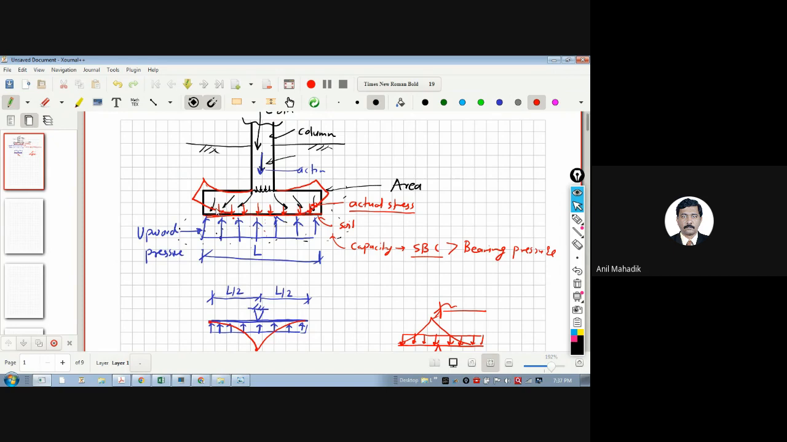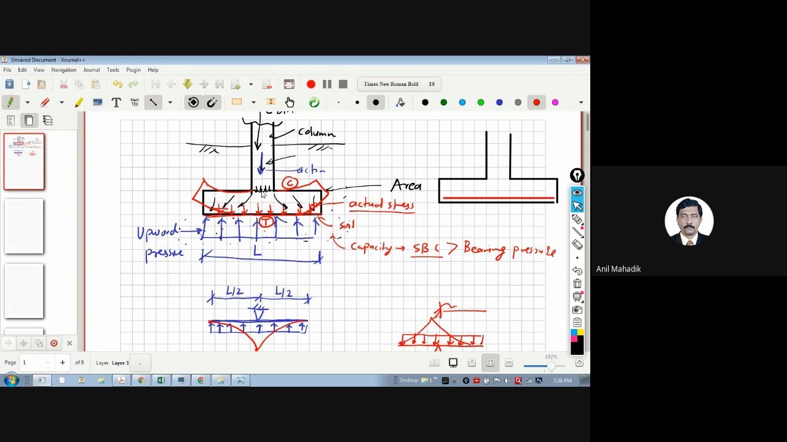So where is the tension in this case? Tension at the bottom and compression at the top, as it is an upward cantilever with upward pressure. Is it clear? As the tension is at the bottom, we will provide steel at the bottom. So we will provide the steel at the bottom because there is tension at the bottom.